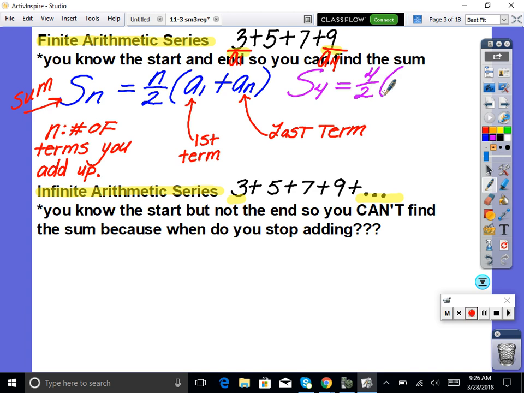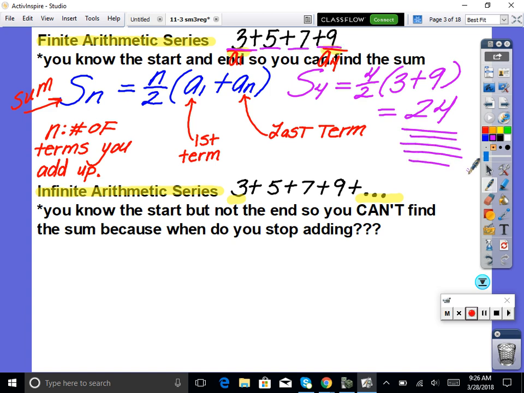And then where did we start? A sub 1 is, where did we start? 3 plus, where did we end? We stopped summing at 9. Now type that into your calculator. 4 divided by 2 times 3 plus 9. What's the sum of those 4 terms? 24. And if you were to do it long or by hand and go 3 plus 5 plus 7 plus 9, you really would get 24.